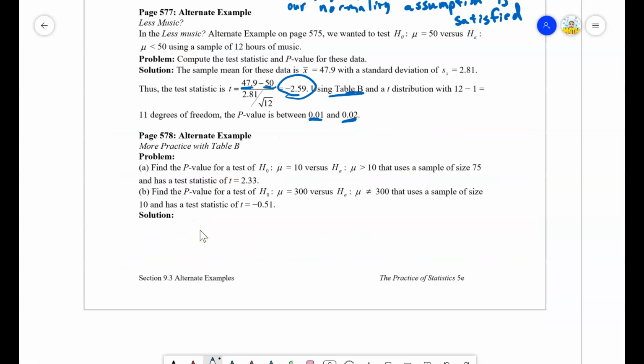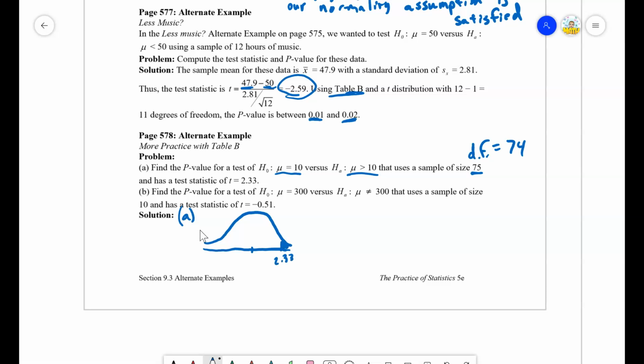So that's basically what I'll do in the next two examples. I don't have to use the table. I'm going to use my calculator. So here I have a null hypothesis, mu equals 10, and an alternate that it's greater than 10. So this is a right-tailed test. So the p-value only lives in one tail. Sample size is 75, so that means my degrees of freedom is 74. Let's keep that in mind. All right, so the test statistic is 2.33.